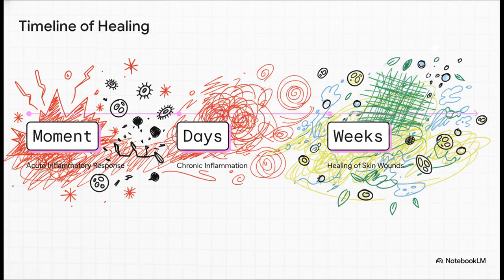At the exact moment of injury, you get that fast, acute inflammatory response. If it's unresolved after a few days, you enter that lingering chronic inflammation. But look at the weeks following the injury. This is where the actual healing of skin wounds takes place. This perfectly illustrates how that terrifying, painful, acute response we talked about at the beginning is actually the mandatory first step toward healing a wound. You literally cannot have the biological construction site without the inflammatory cells clearing the area first.